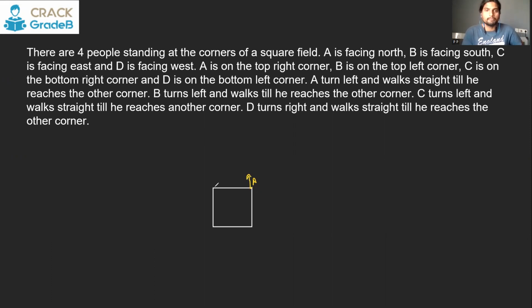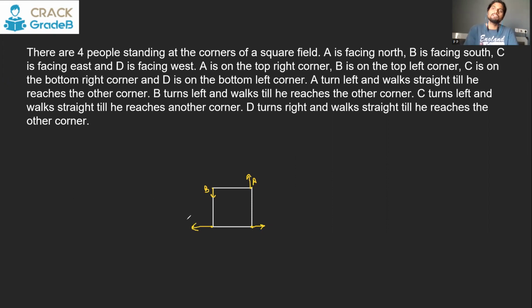B is on the top left corner. B is here and B is facing south. C is facing east. C is on the bottom right corner. So C is here and C is facing east. So C is facing this direction. And D is on the bottom left corner and D is facing west. D is facing this direction.